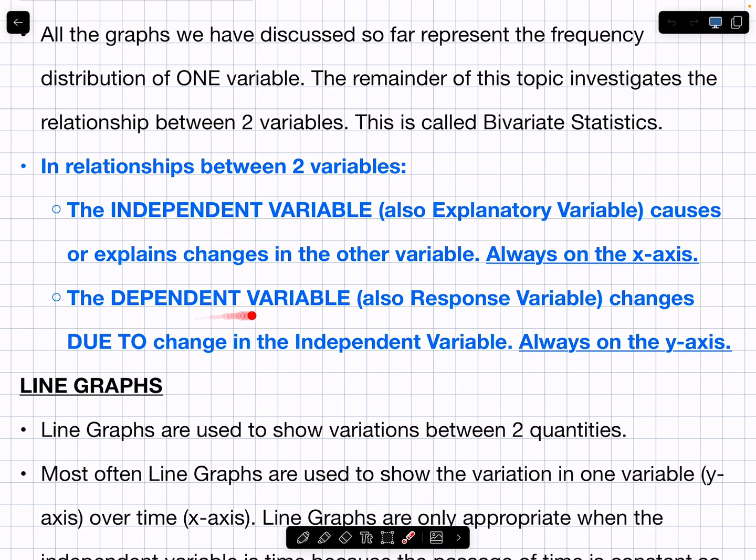What is the dependent variable? We call it the response variable in year 12. That's the variable that changes due to change in the independent variable, and that's always on the y-axis. You don't get a choice about that.